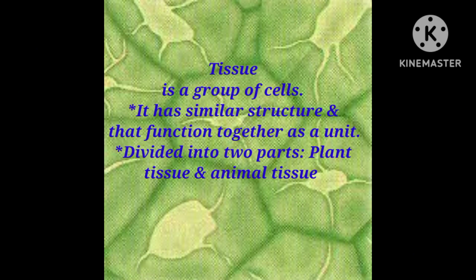Actually, tissue is nothing but a group of cells. As we know, cells are the structural and fundamental unit of life. So, tissue is a group of cells combined together. It has a similar structure and functions together as a unit. It is divided into two parts, plant tissue and animal tissue. But in this video we'll discuss only plant tissue. I'll make another video; in the next video we'll discuss animal tissue.